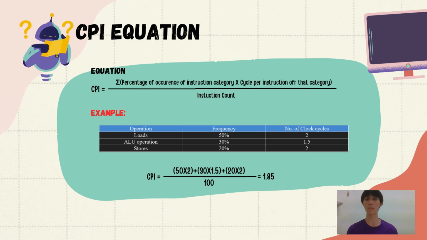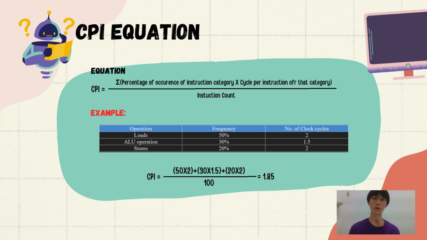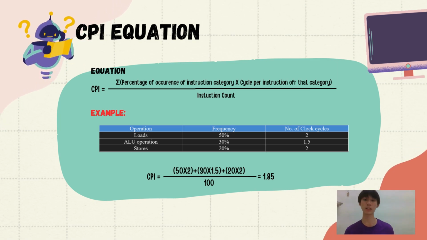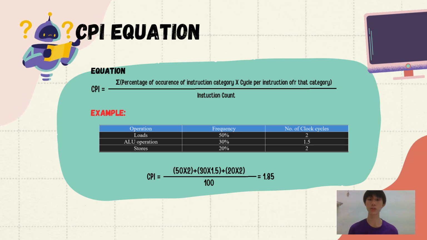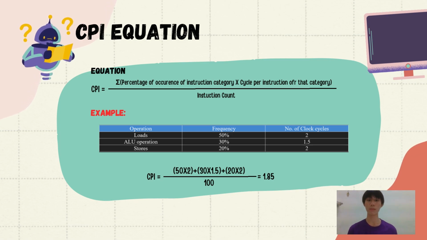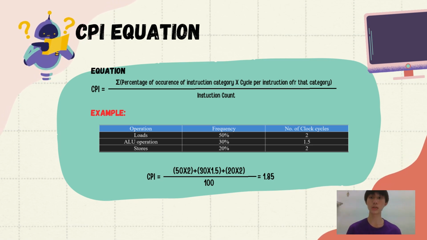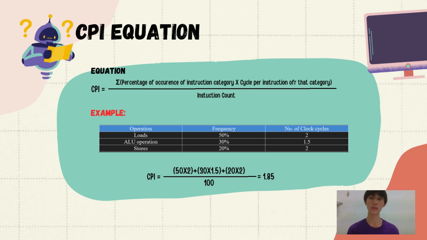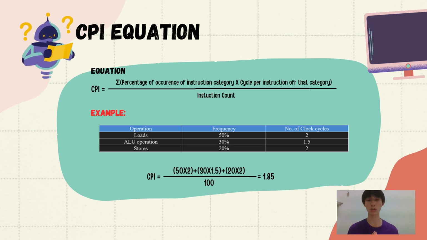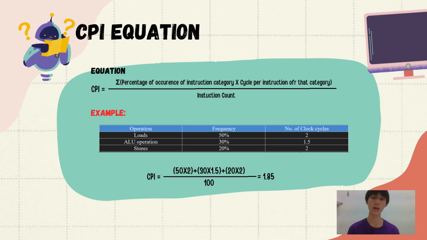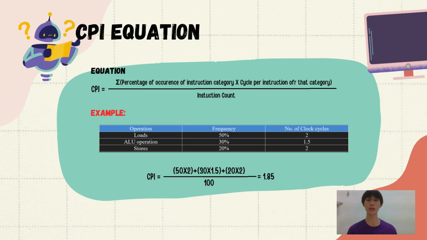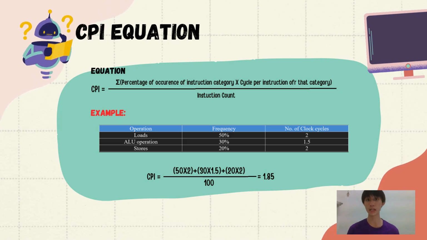In this example, we calculate the CPI for the processor that we designed. We can see there are three types of instruction, which are loads, ALU operations, and also store instructions. By summing up all the products of percentage and clock cycles for each category, and dividing by hundreds of total instruction count, we obtain a CPI of 1.85, which doesn't show high performance, but is sufficient for daily use.